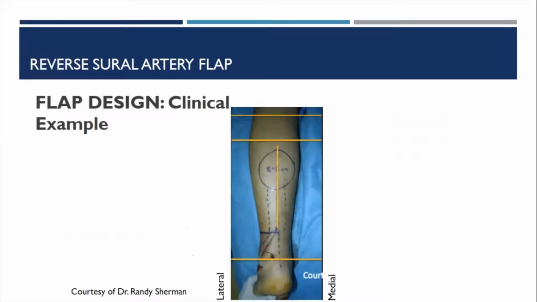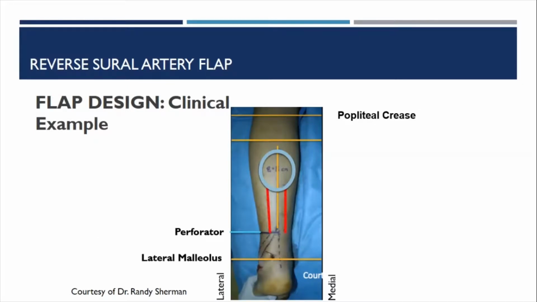This image demonstrates a clinical example. The estimated location of the peroneal perforator is marked out. The skin paddle is designed and denoted as this blue circle. The pedicle, containing the superficial sural vessels and lesser saphenous vein, is estimated to lie between these two red lines. This tissue will be carefully preserved during the elevation of the flap.